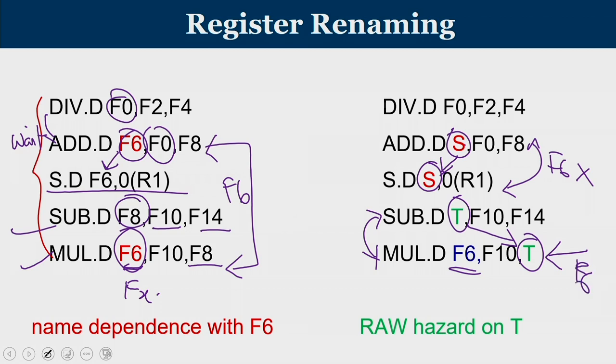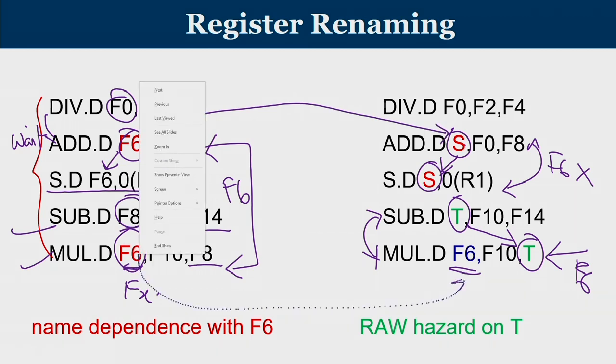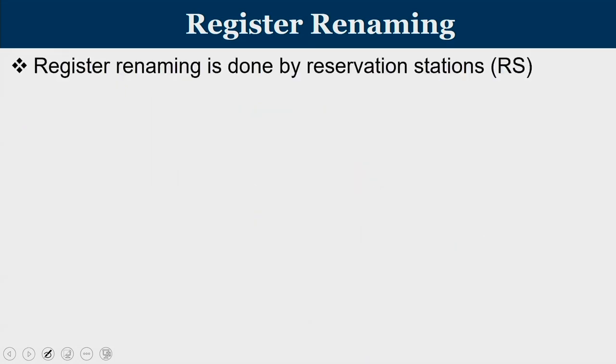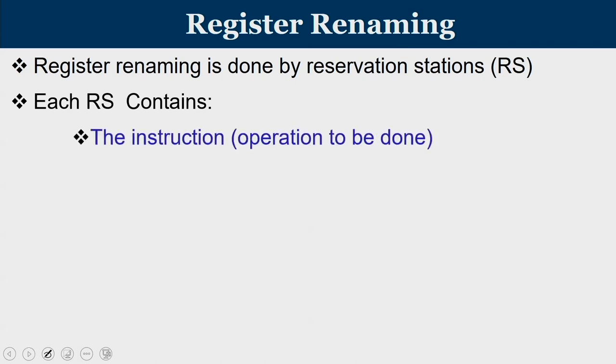So temporarily, the name F6 that was used here is now replaced by a different one. That's the way it has been processed. This whole step is known as register renaming. Rather than using the name F6, some temporary register is being used. This register renaming is done with the help of reservation stations. Every functional unit will have reservation stations which tell the instruction or operation to be done.